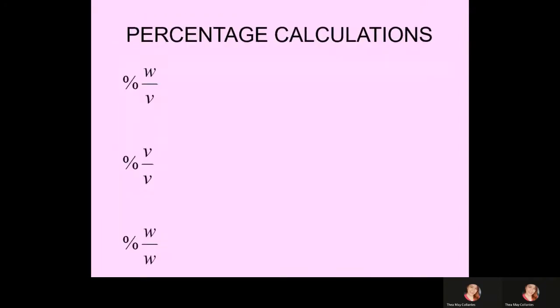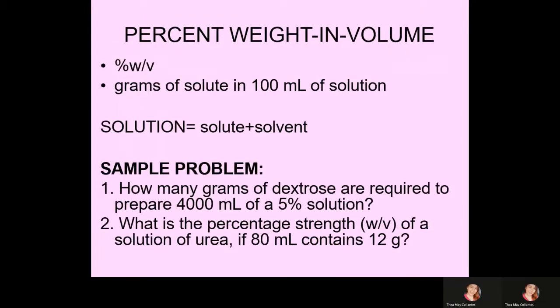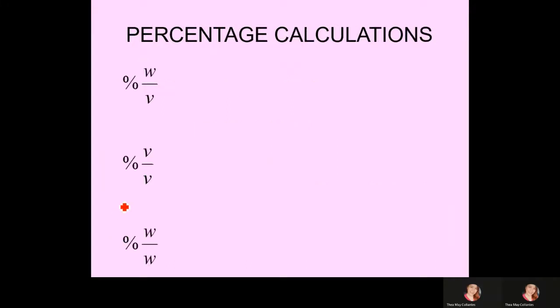Okay. So now, let's proceed. This is just an easy problem, such as your problem number 1 here. What is being asked is how many grams of dextrose are required to prepare 4,000 ml of a 5% solution. With the formula for your percent weight per volume, it is just the grams of your solute over ml of your solvent times 100.